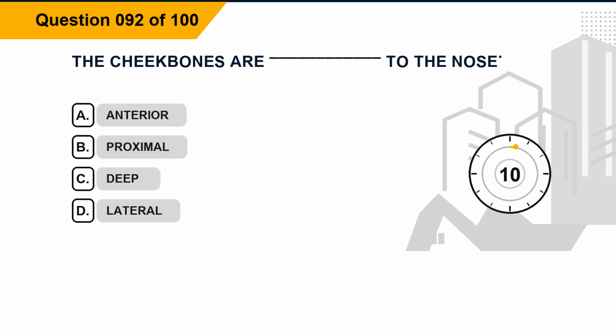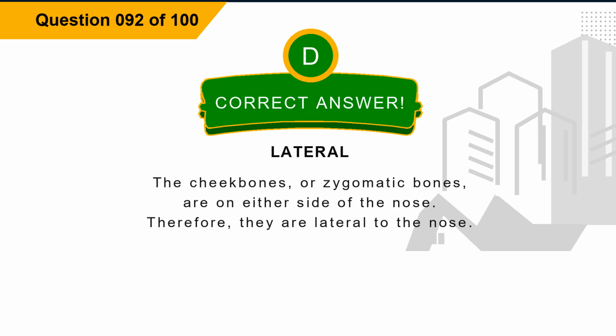Question 92. The cheekbones are blank to the nose. Option A, anterior. Option B, proximal. Option C, deep. Option D, lateral. The correct answer is option D, lateral. Explanation: the cheekbones, or zygomatic bones, are on either side of the nose. Therefore, they are lateral to the nose.